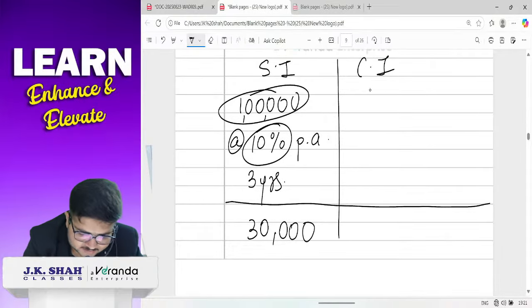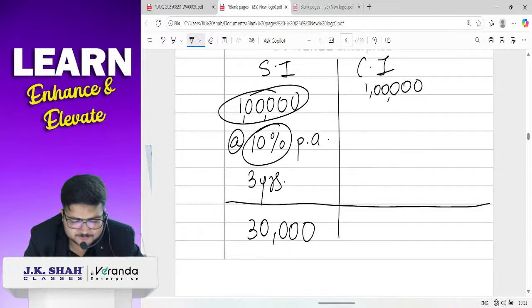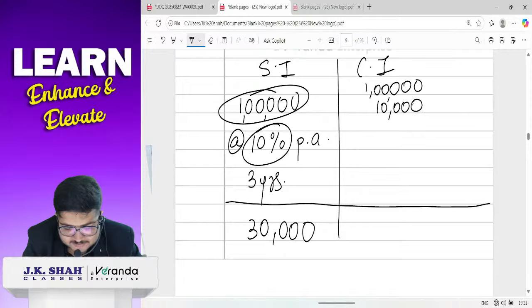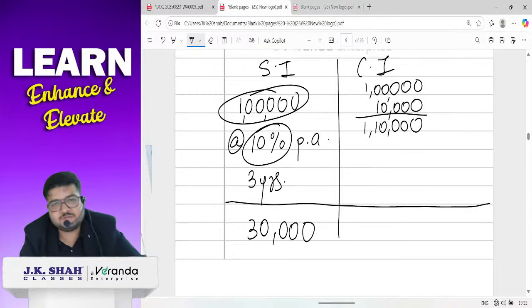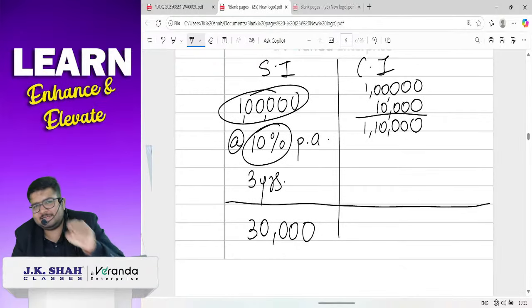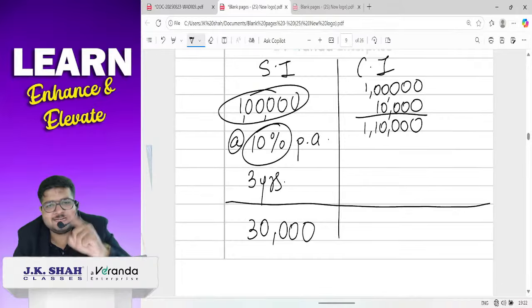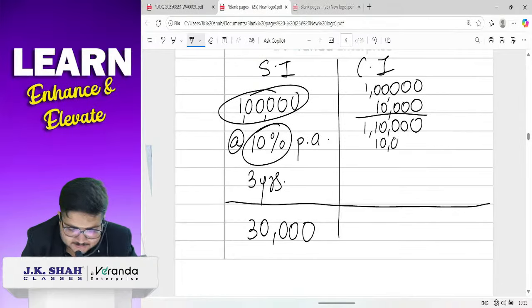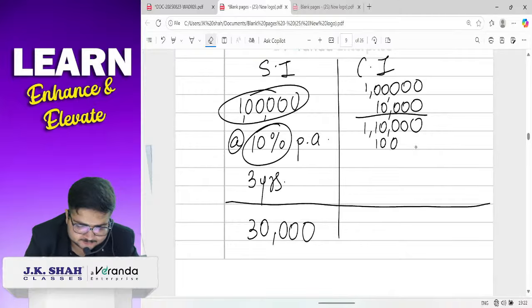In compound interest, when you take 1 lakh rupees, for the first year you will get 10% on 1 lakh, so you will get 10,000 rupees as interest. But this interest will be added to your principal. So for the second year your principal will become 1,10,000, and you will get 10% of 1,10,000, that is 11,000.